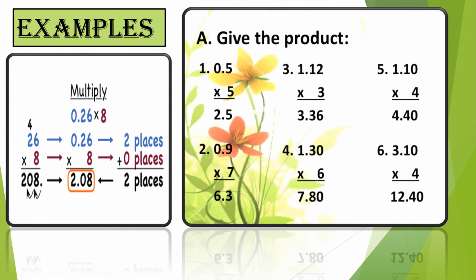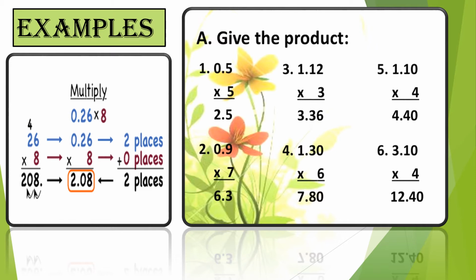Similarly, you can see here the decimal after two places, 1.12 into 3. You just multiply the number 1.12 with 3. So 3 twos are 6, 3 ones are 3 and 3 ones are 3. So the answer is 3.36 because the decimal is after two places. So in the answer also, the decimal will be after two places.